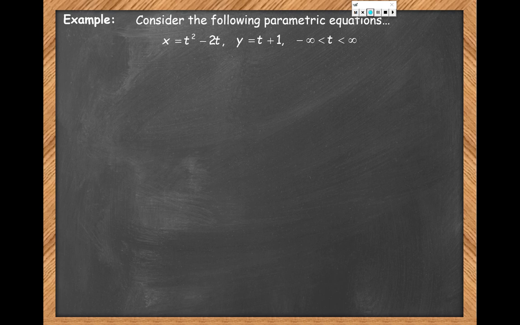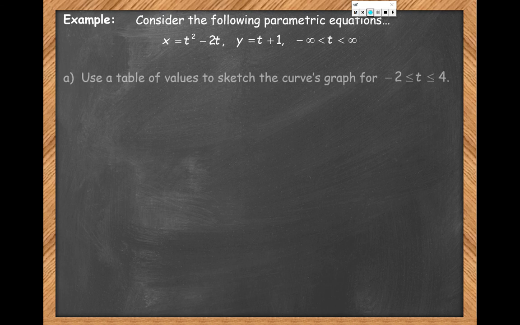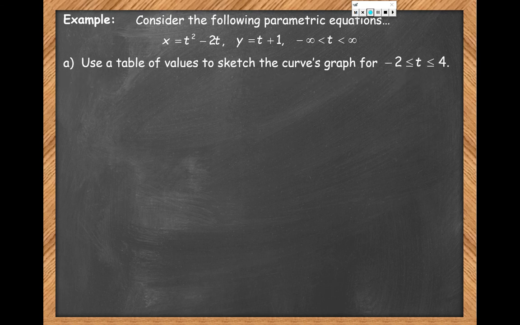Yeah? So, look here. Consider the following parametric equations. x equals t squared minus 2t, y equals t plus 1. And the interval here is negative infinity to infinity. It means you can have any t values you want, as big or as small as you want. Other questions will have a restriction on that domain, and you'll see why when we get there. Use a table of values to sketch the curve.